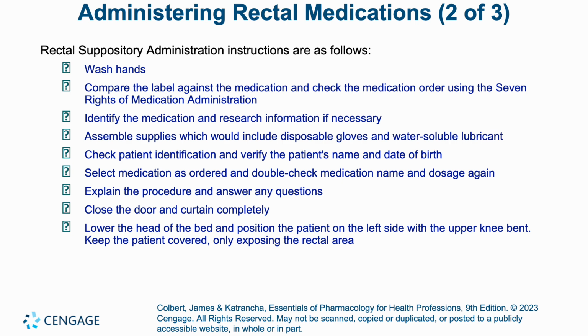Instructions are as follows. Wash your hands. Compare the label against the medication and check the medication order using the 7 rights of administration. Identify the medication and research information if necessary. Assemble supplies, which would include disposable gloves and water-soluble lubricant. Check patient identification and verify the name and date of birth. Select medication as ordered and double-check the name and dosage again.